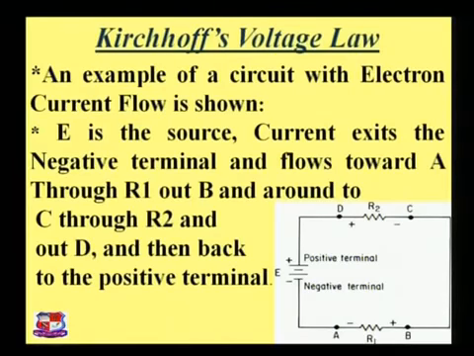The second law states that the overall voltage around the loop is also 0. An example of a circuit with the electrons flowing in it will be shown here. There's a figure with four node points, A, B, C and D, with resistance R2 and resistance R1.